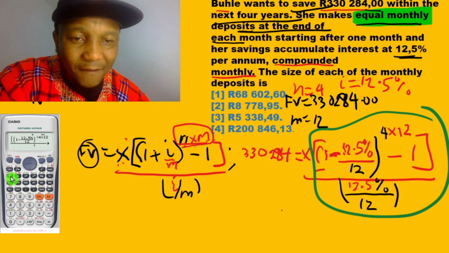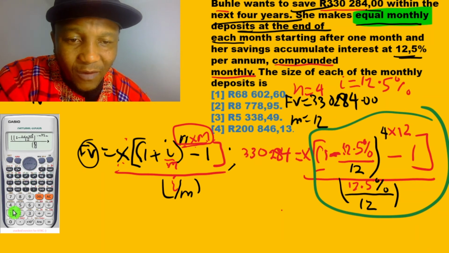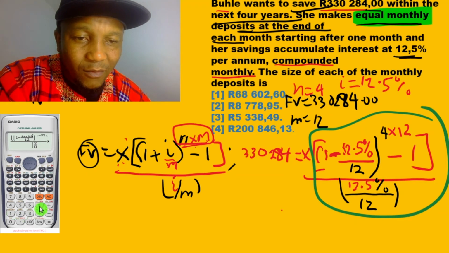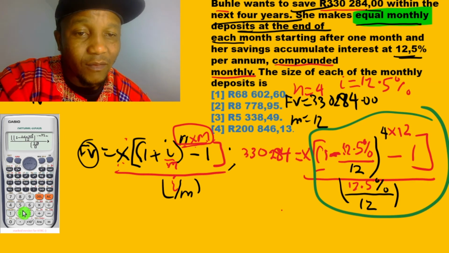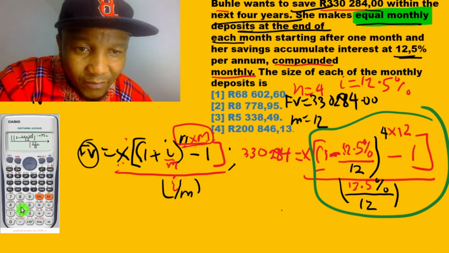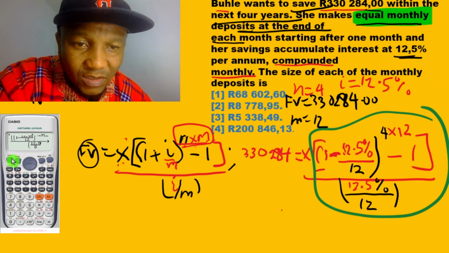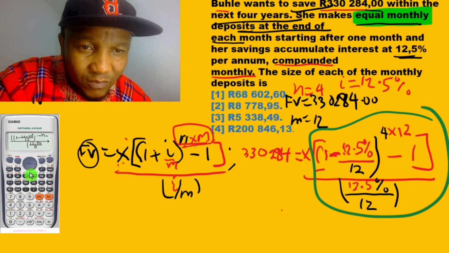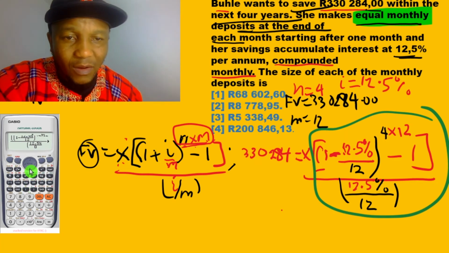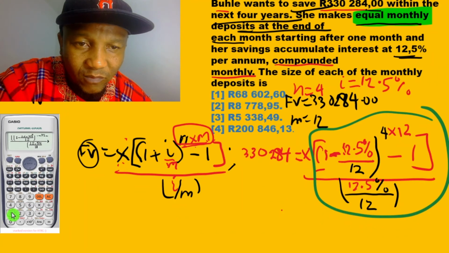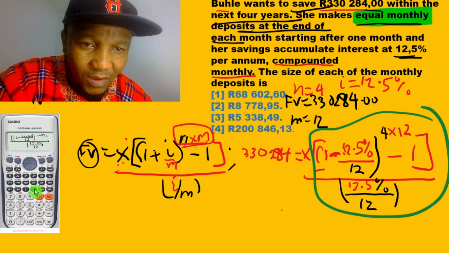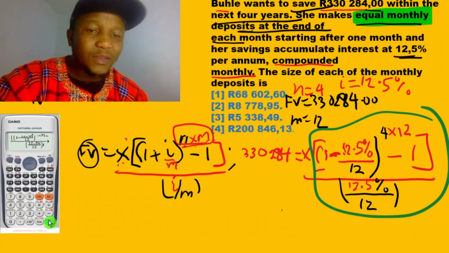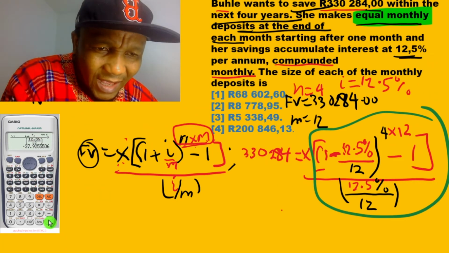So say bracket, fraction, and then 12.5, 12 point, man, come on, 12.5, 12.5, shift percent over 12. Come here and then close. Okay, so all this stuff here is gonna give us negative.